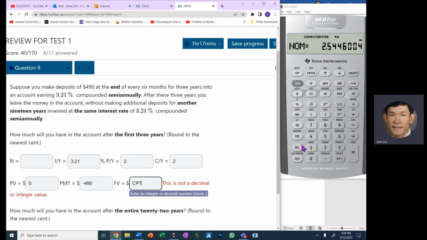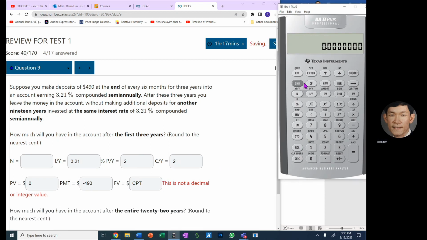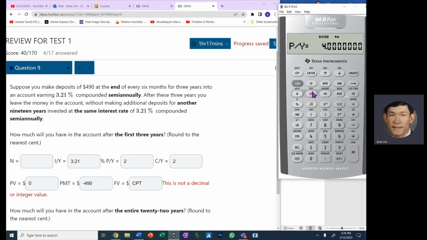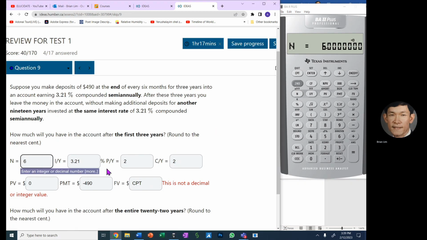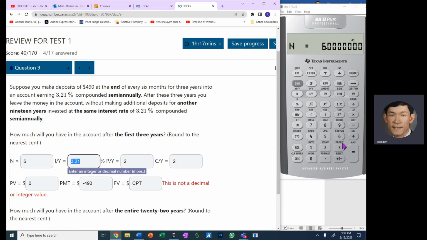So let's start. Let's come out of here, clear, and then we go in there. So PY is 2, enter, and so is CY. And out of there, and it is for 3 years. Okay, so 3 years, second, and N turns out to be 6. All right, I/Y is 3.21.